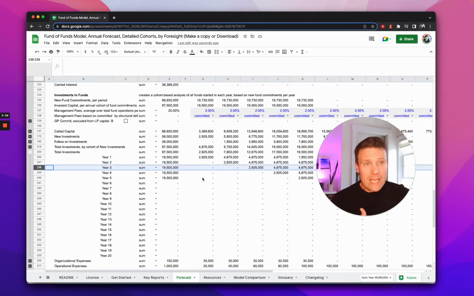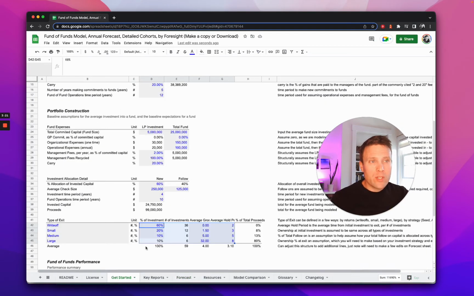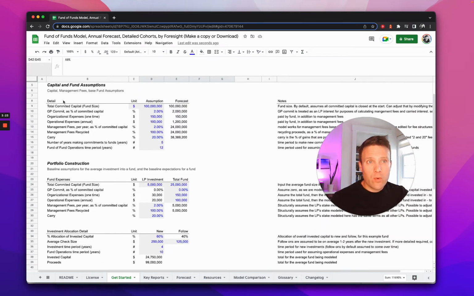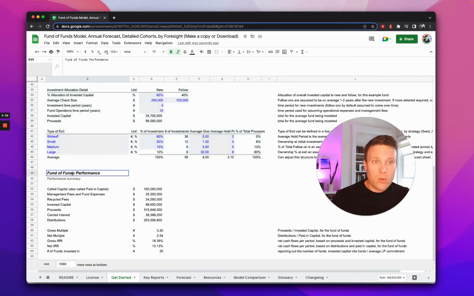And so for each one of these metrics reported here, it models out the performance of the underlying funds on an annual cohort basis, and then sums everything up, which then links into the top above. The core thing to understand is that here on Get Started, we're making assumptions around the overall economic structure of the fund of funds, and then the structure of the underlying funds that the fund of funds is investing into. And then the performance returns here are going to show the overall performance of the fund of funds. So that's the overall structure for it.